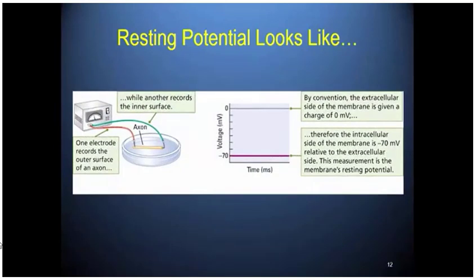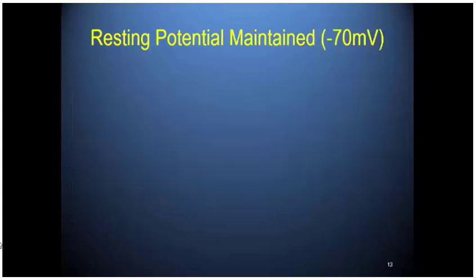So resting membrane potential is negative 70 millivolts. Some of the videos that I share will give a different value for what resting membrane potential is, but for the sake of this book and this class, if you are asked that question on a quiz or an exam, it is negative 70 millivolts.